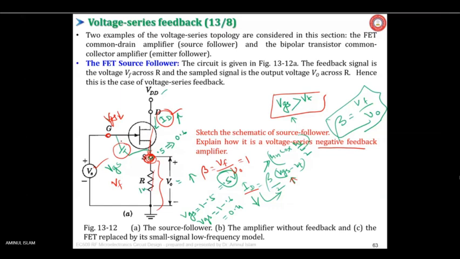Is it understood? Yes, sir. VAP is developed here, and VAP is nothing but your VO only, because the load is this load resistance. This is RL actually, which is connected to the source of the FET. You are taking the output from here, and from here itself your feedback is getting applied. So VAP equals VO here. Could you understand? Yes, sir. Okay, going ahead now.